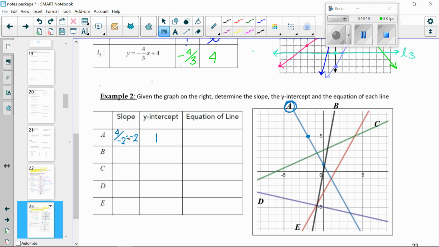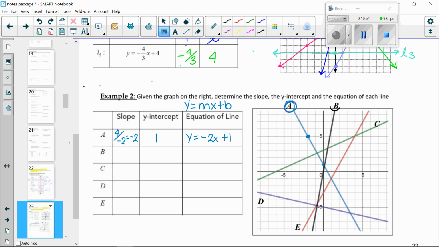So the equation of the line is going to be, we always want to write it in y equals mx plus b, okay? So y equals, now remember, your slope is always the one that's attached to the x, okay? It's always our m value, so it's going to be -2x plus 1. Okay, so that's the equation of line A.